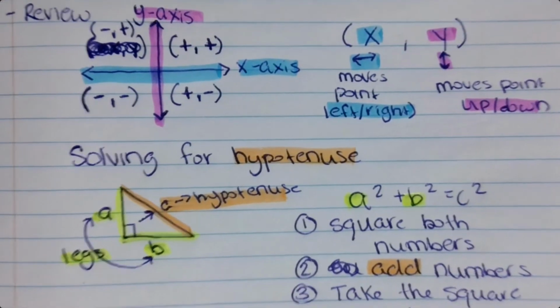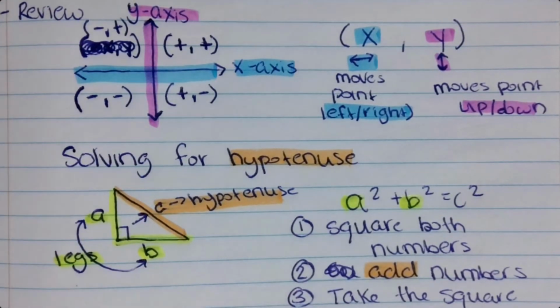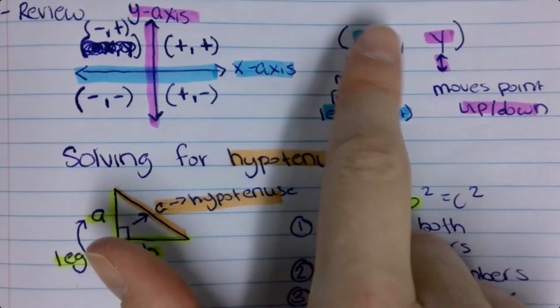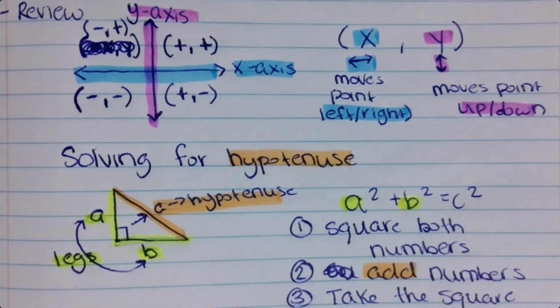So the last thing is the y-axis is the up and down, right? That's why it's in that purple. And then the blue is the left to right. All right. So that's kind of helping us to remember those things.